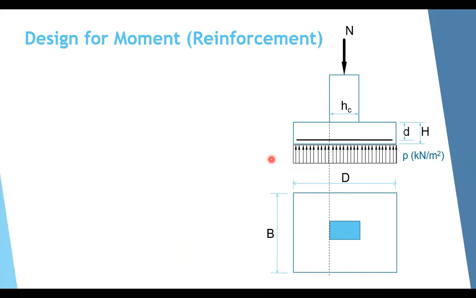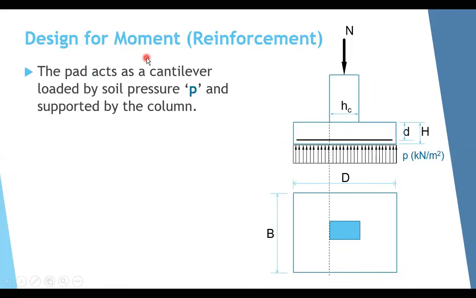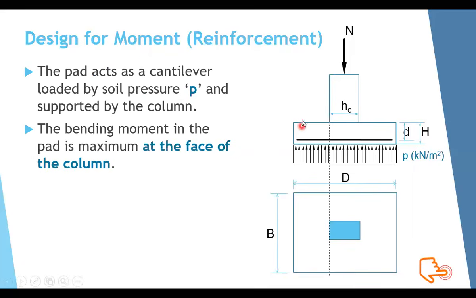We have to design for reinforcement, and then we have to check for two different types of shear. Let's start first with the design for moment, to get the reinforcement of the footing. The critical section for the moment will be exactly at the face of the column. Yes, in isolated footings, it will be at the face of the column here. So we will calculate the moment at the face of the column.